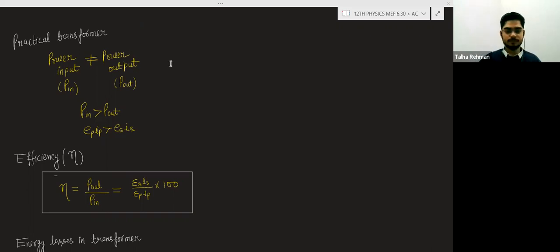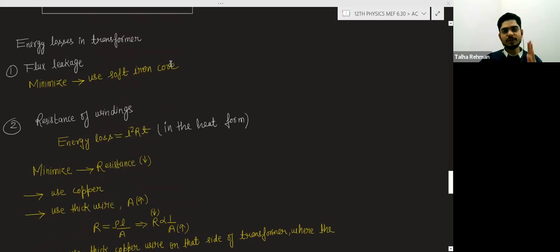So energy losses in transformer, you can just learn this. What are the types of energy losses: flux leakage, resistance of the winding, hysteresis losses, and eddy current losses. If you write one point, you will get the required marks in exam. And this down arrow is representing resistance decreases, to decrease the resistance. And this upward arrow means area is increasing.